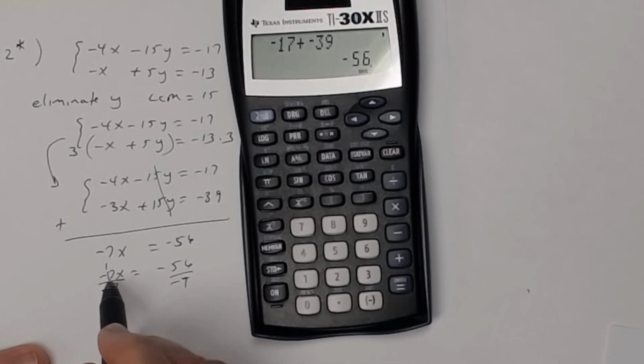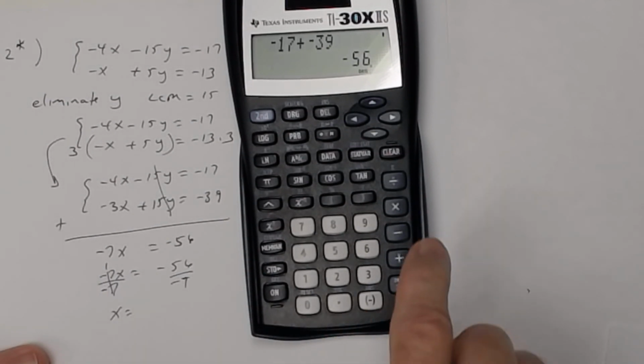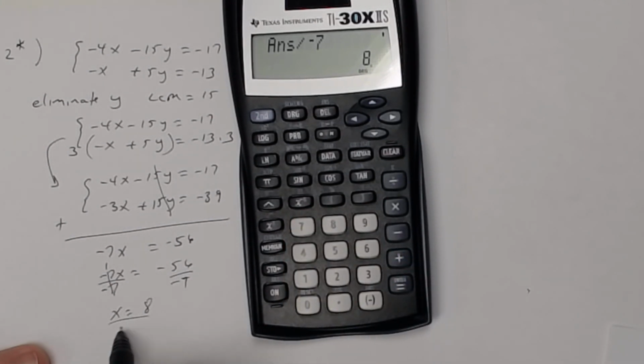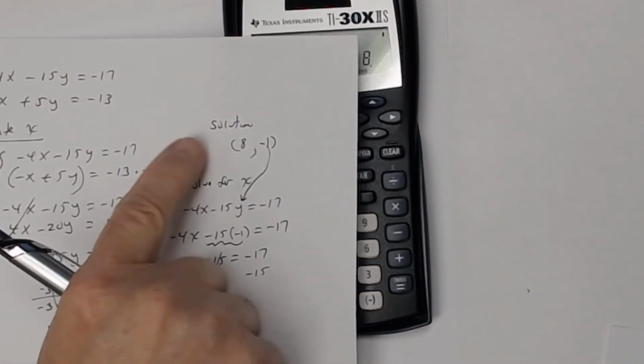And when I simplify, negative 7 divided by negative 7 is 1. 1 times x is x, equal. And then negative 56 divided by a negative 7, hopefully you're going to say it's positive, right? Positive 8. And so notice I got x to be 8, which is what we said it should be.